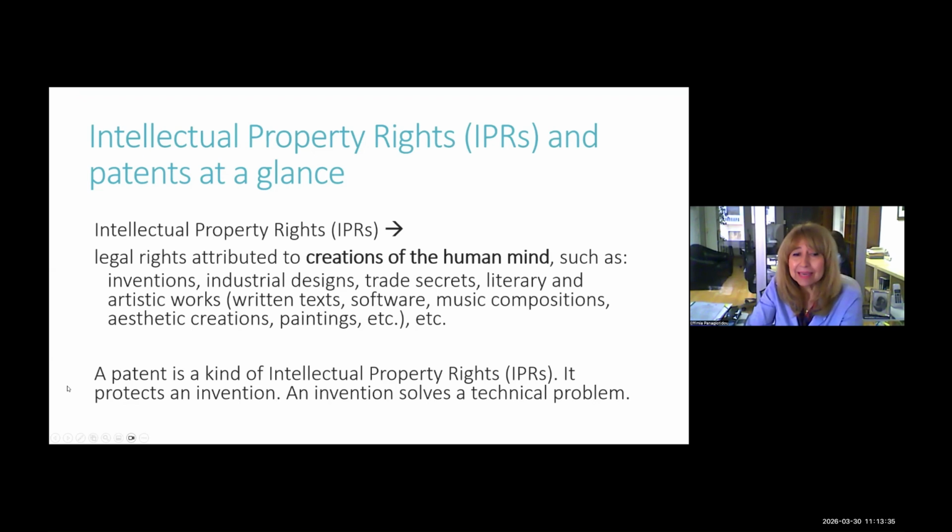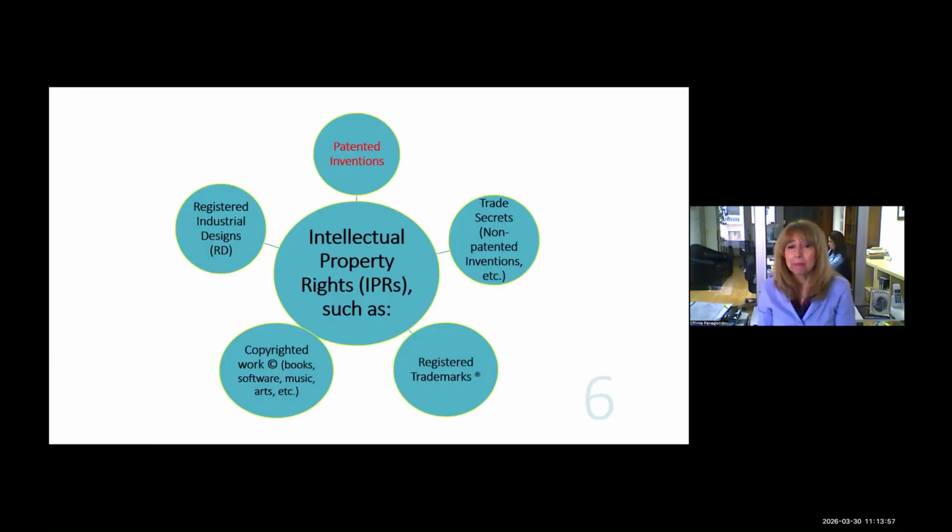So a patent is a kind of intellectual property right. It protects an invention, and an invention always solves a technical problem. So you cannot have a patent for a music, for a composition, or for a painting. You have a patent for a technical creation of a human mind, which technical creation has to solve a technical problem. So this is a diagram, let's say, a drawing.